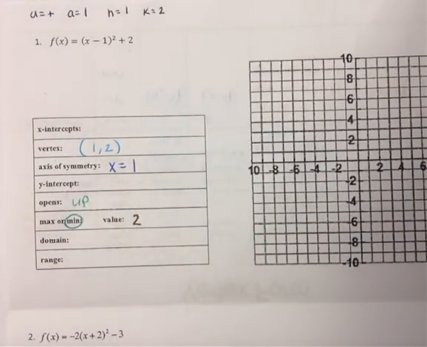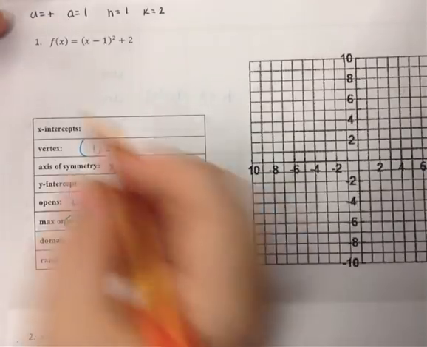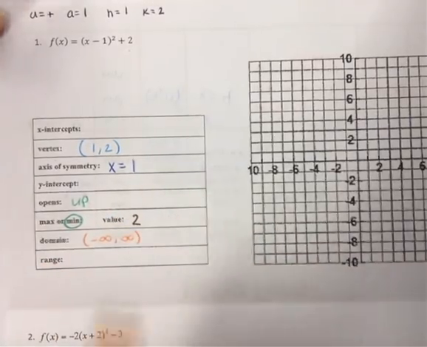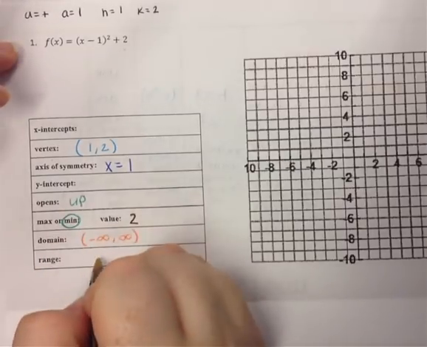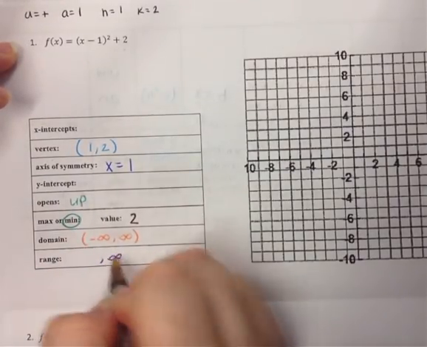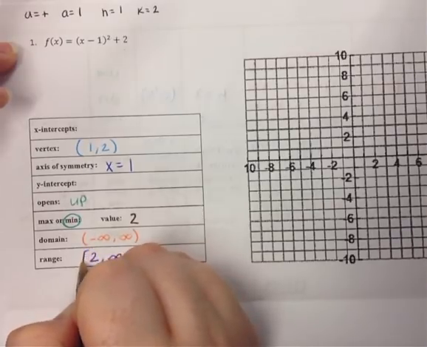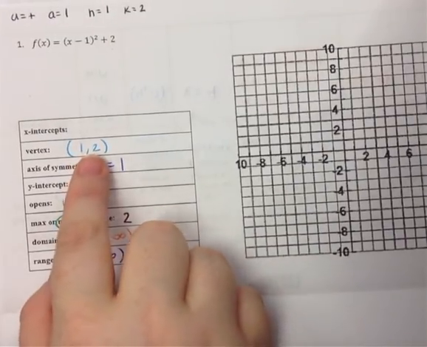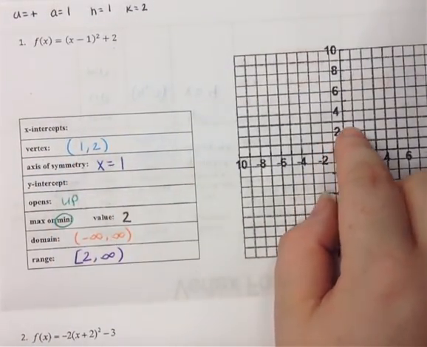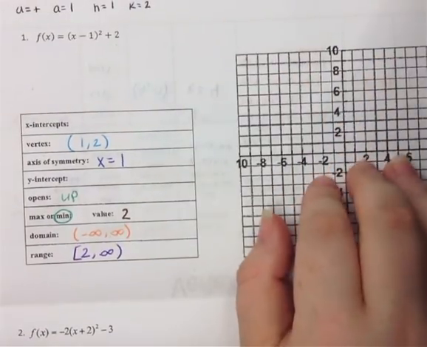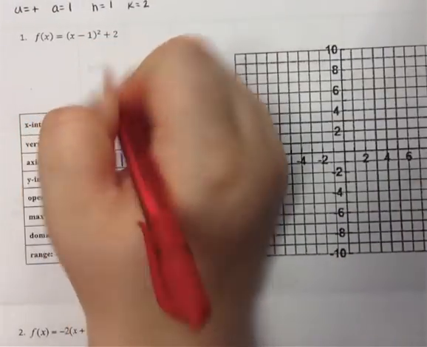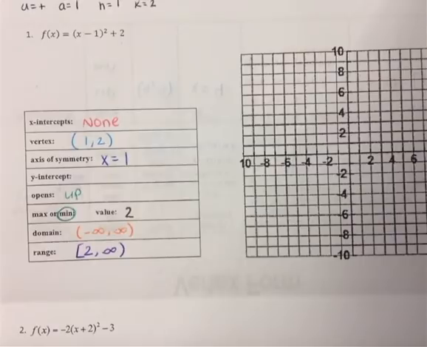So we can actually fill out quite a bit of this before we even do anything with the function. Our domain is going to be negative infinity, comma, positive infinity with open brackets. And our range, since it's opening up, we're going to have a positive infinity, and then our value is 2, close bracket, then open bracket. Now, I can actually see that since our vertex is at 1, 2, and it's opening up, it'll never cross the x-axis. So there will be no x-intercepts, because if I were to put this back in standard form, I would not be able to factor it.